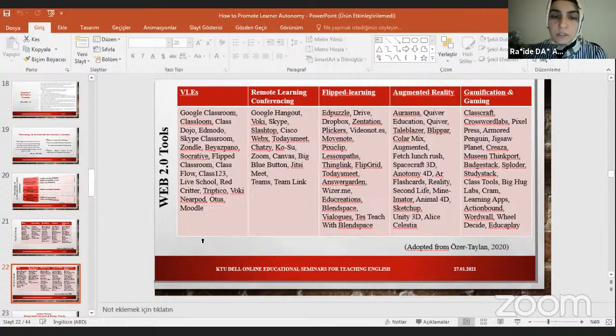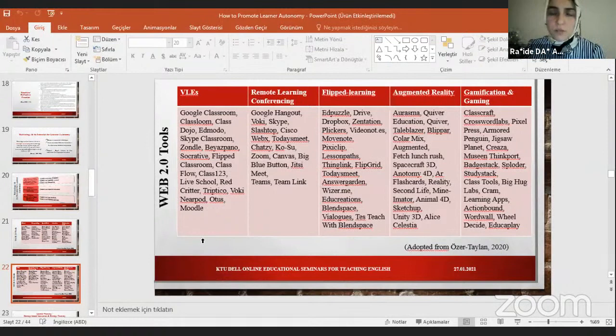And for instance, for conferencing or remote learning, you can use some Web 2.0 tools, as you see on the screen in the second column. And flipped learning is another way to make your students become autonomous, because as learners, they are taking the responsibility of learning the content on their own. So these are the tools that you can use so as to manage that.